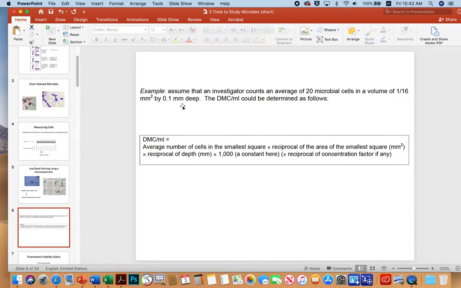and then the reciprocal of the depth, which is 1 over 0.1, times 1,000, which is our constant because we want to convert millimeters to centimeters, and then the reciprocal of any concentration factor. So if you've concentrated the sample, in this particular example, there is no concentration or dilution, but imagine if I do throw that at you in an exam, the reciprocal of any concentration factor.